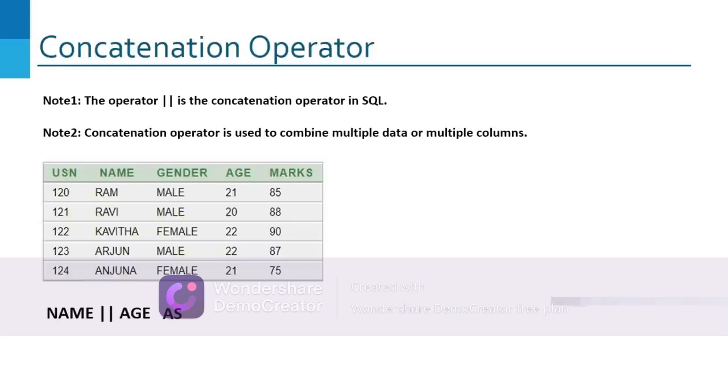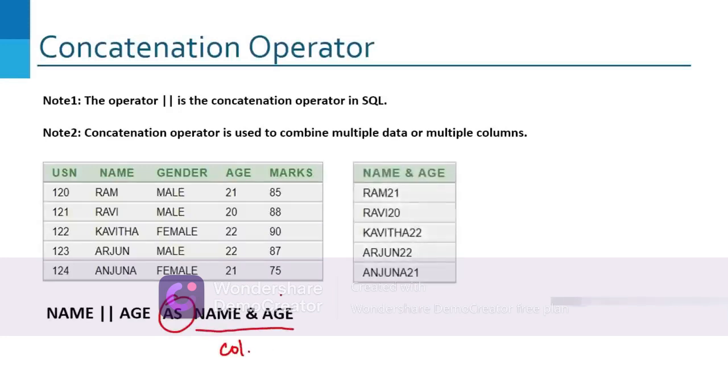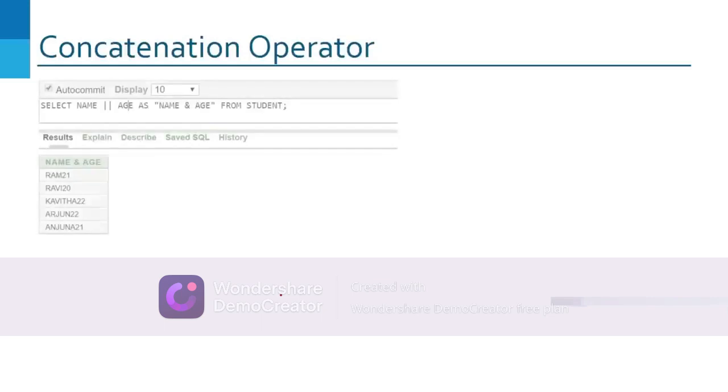But I want to use an alias name, which is name and age. So this is where I'm using the alias. Okay, I don't want it to display as name pipe age. I want to display it as name and age. This is the column name. Okay, now this is the answer. Ram 21, Ravi 20, Kavita 22, Arjun 22, and Anjana 21. This is how you get the concatenation done, right?